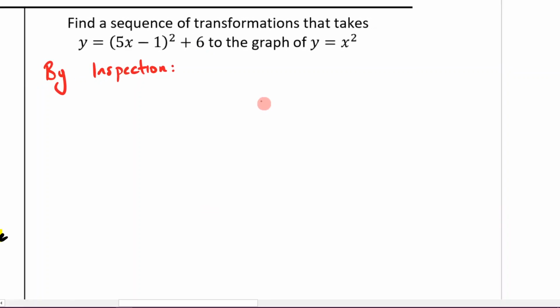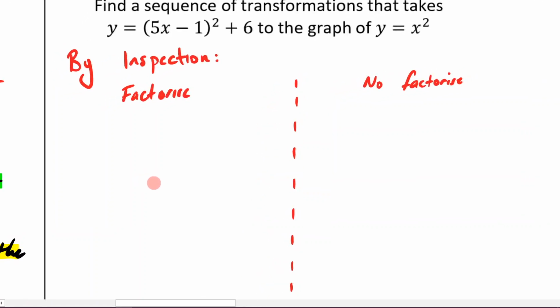So what I want you to do is split your page up. On one side, we're going to factorize. And on the other side, we are not going to factorize. And you're going to be seeing which is easier. But remember, I wouldn't even recommend you do it by inspection to begin with, because it's going to get a bit confusing. It's going to get quite confusing very quickly.